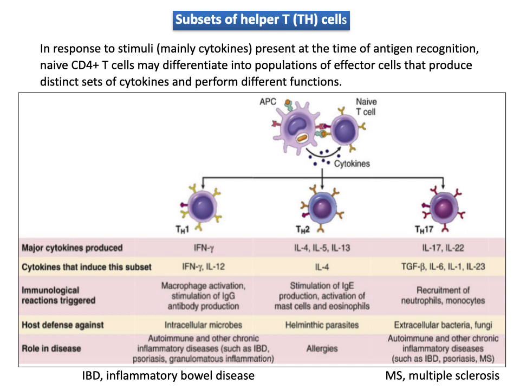Helper 2 cells are stimulated by interleukin 4, 5, and 13, and they are involved in allergic reactions and parasitic reactions. And you also have interleukin 17 and interleukin 22, which stimulate helper 17 T cells, which serve to recruit neutrophils and monocytes. And this is particularly useful in certain autoimmune diseases.